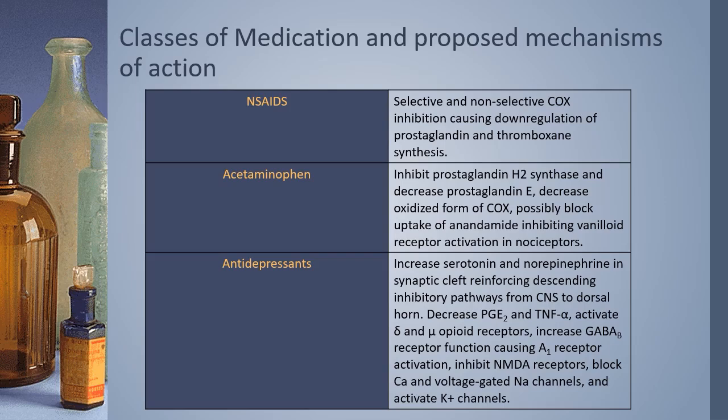Antidepressants work via multiple mechanisms. Their main goal is to increase the serotonin and norepinephrine in the synaptic cleft, which reinforces the descending inhibitory pathways from the CNS to the dorsal horn. They do this by either decreasing PGE2 and TNF-alpha, activating delta and mu opioid receptors, or increasing GABA-B receptor function, causing A1 receptor activation. They may also inhibit NMDA receptors, block calcium and voltage-gated sodium channels, and activate potassium channels.